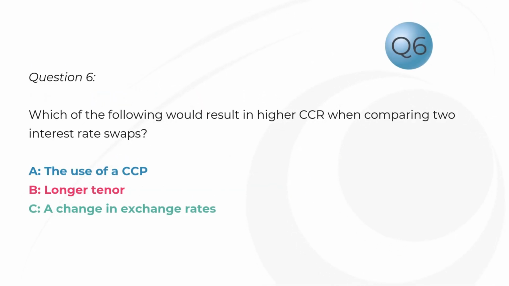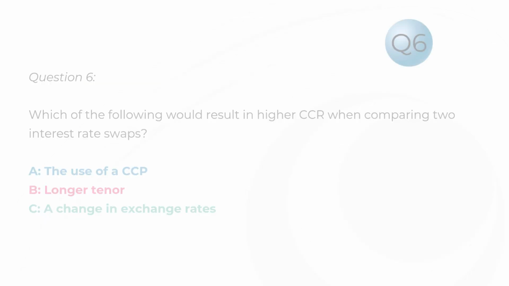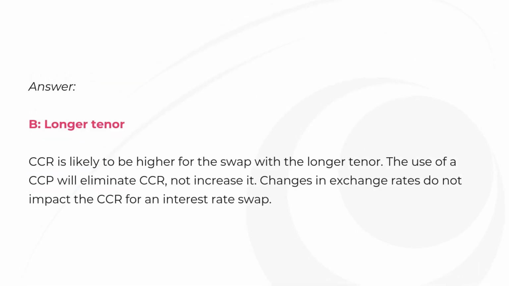Question 6. Which of the following would result in higher CCR when comparing two interest rate swaps? A. The use of a CCP. B. Longer tenor. C. A change in exchange rates. Answer B. Longer tenor. CCR is likely to be higher for the swap with the longer tenor. The use of a CCP will eliminate CCR, not increase it. Changes in exchange rates do not impact the CCR for an interest rate swap.